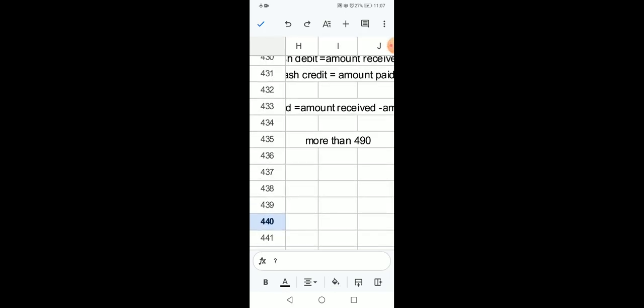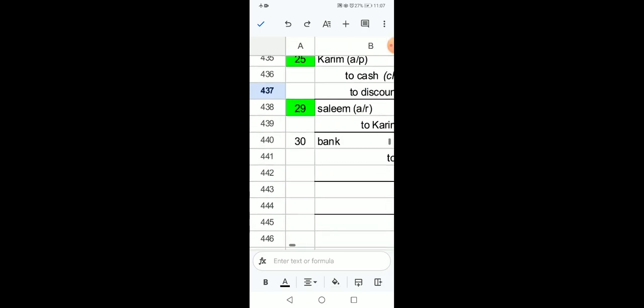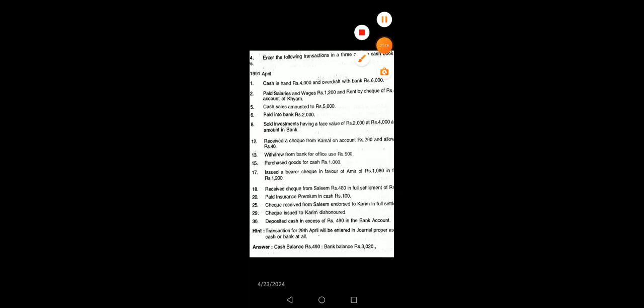The 30th entry we need to post in the cash book, but the amount is not present. For this, what we have decided, we will write here, come again, we will repeat it. It has been said that the amount which is more than 490, write down that additional amount in entry number 30. Let's read it again. Here we have the transaction: deposited cash in excess of 490. These are important points in the transaction. We need to deposit the amount which is more than 490.